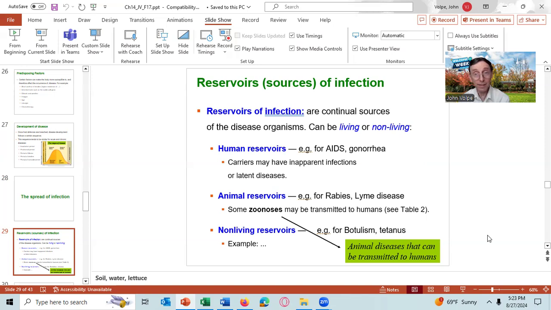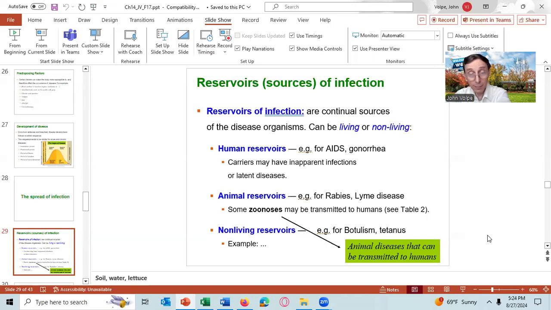For some diseases, humans are the only reservoir, like HIV and AIDS or gonorrhea. Humans are the only known reservoir. It is true that HIV can spread to one species of chimpanzee, but I don't know if a human can get the disease from the chimp. They normally do not.